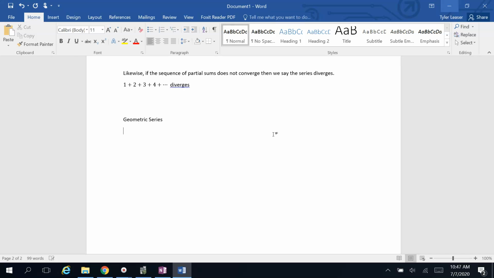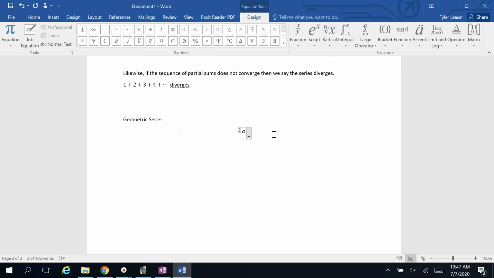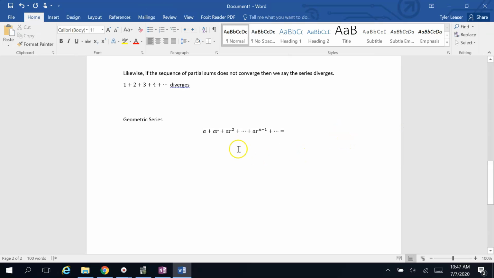So a geometric series is a series that is in the form a plus ar plus ar squared plus all the way down to ar to the n minus 1, and then it just keeps going. Basically, what we're doing for this infinite series is that we have some constant that's on every single term, and then to get to the next term, you're just multiplying by this value r.